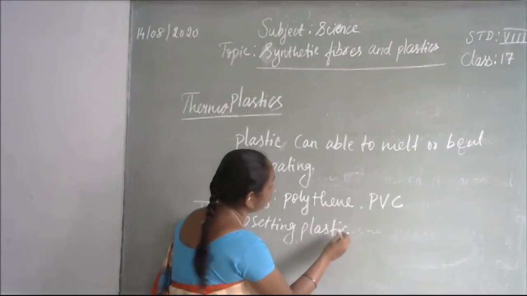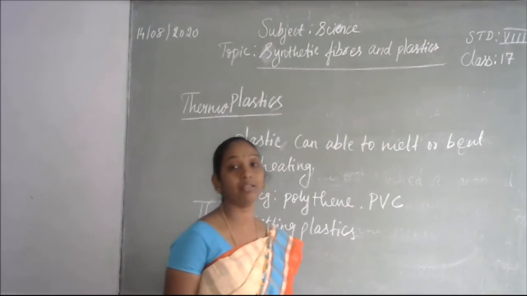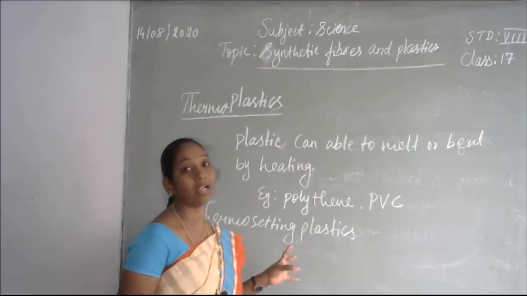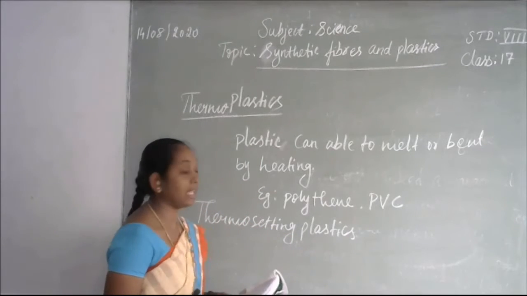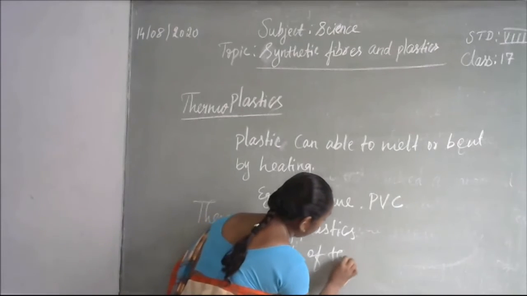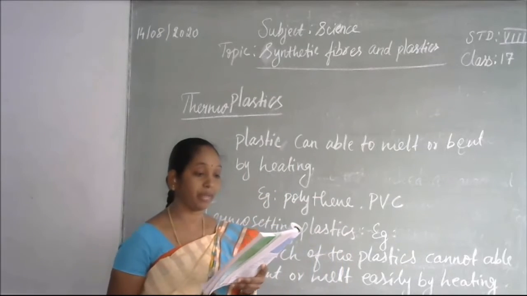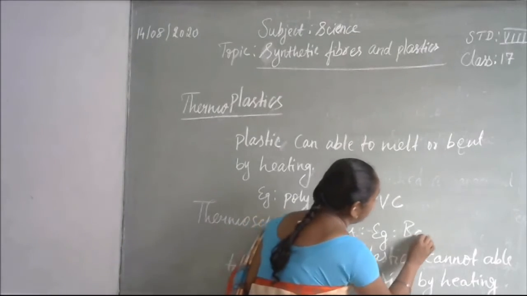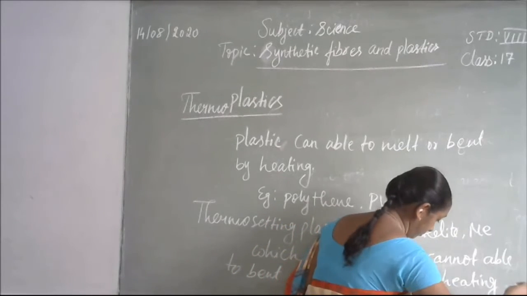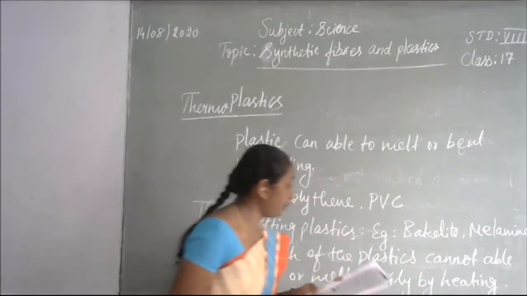Thermosetting plastics are the opposite of thermoplastics. These plastics cannot be melted easily by heating, and we cannot bend them easily. That type of very hard plastic is called thermosetting plastic. Examples are various types of containers we use, made of bakelite and melamine. So these are the examples of thermosetting plastics.